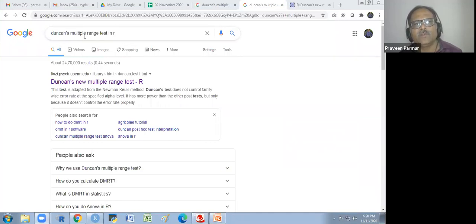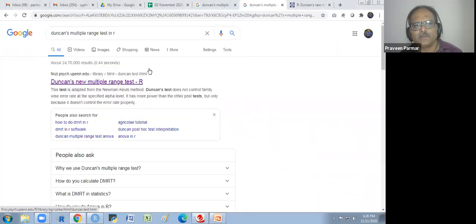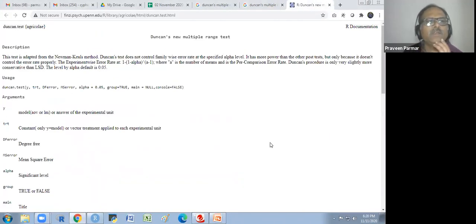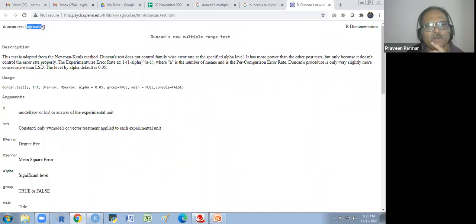So if I write the Duncan's multiple range test in R, I just typed it and I got it and I ran it. So I'm getting these details. You could see this is a library. You know that this curly bracket is a library. Okay, name of the library, agricolae. So this library we have to install, and then we could use the Duncan.test. These are the attributes: model, AOV or LM, or answer of the experimental unit wise. And then the treatment, the constant only, y is equal to model.